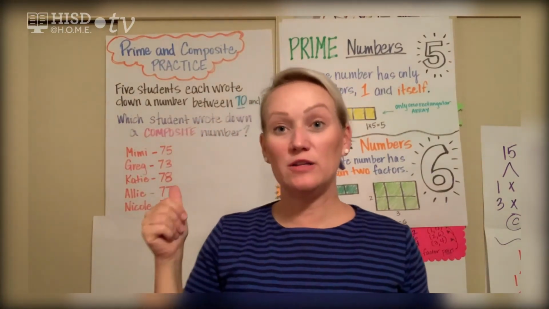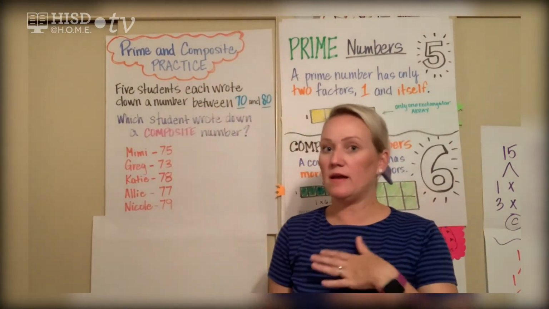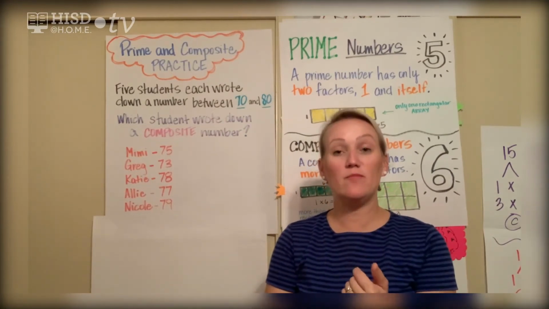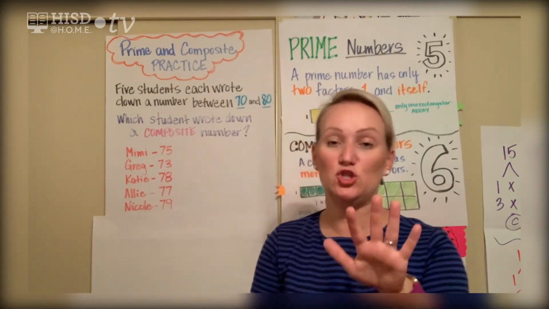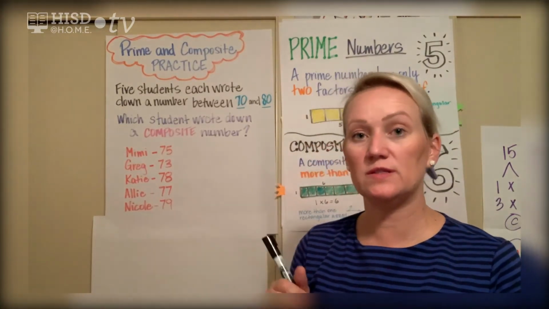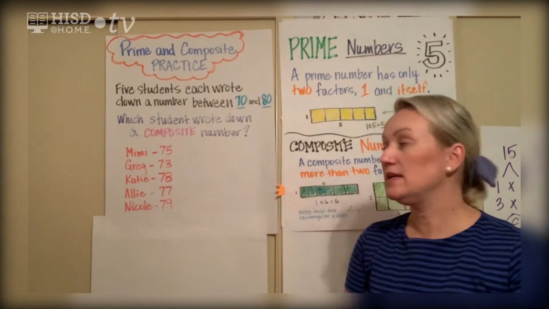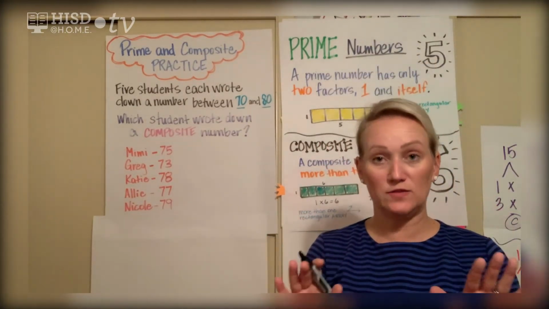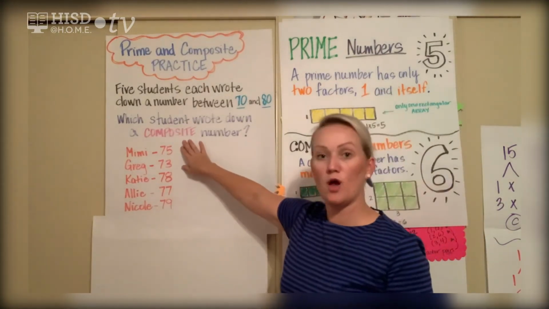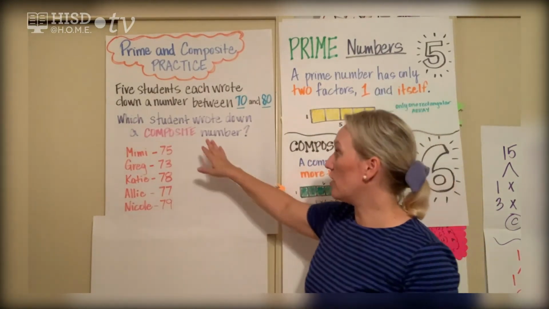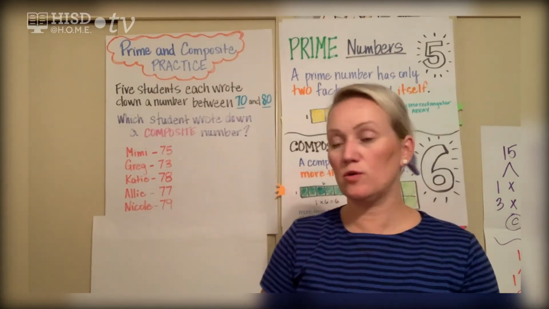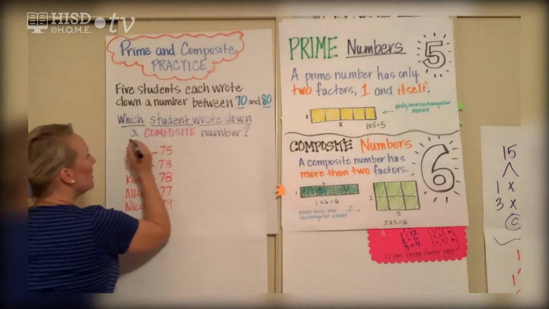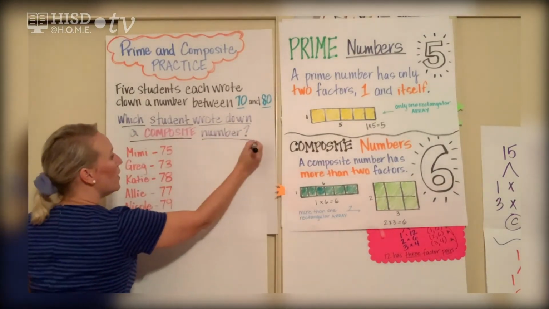So hopefully you had a chance to look and write this down. Again, always pause. It's not a big deal. That's why this is recorded, okay? So I've got about 5 minutes to get through this, but you're going to be really good at this. It just takes practice. So let's read this together. 5 students each wrote down a number between 70 and 80. So there's 5 people, 5 students, and they each wrote down a number between 70 and 80. And our question is asking us, always focus on the question, which student wrote down a composite number?